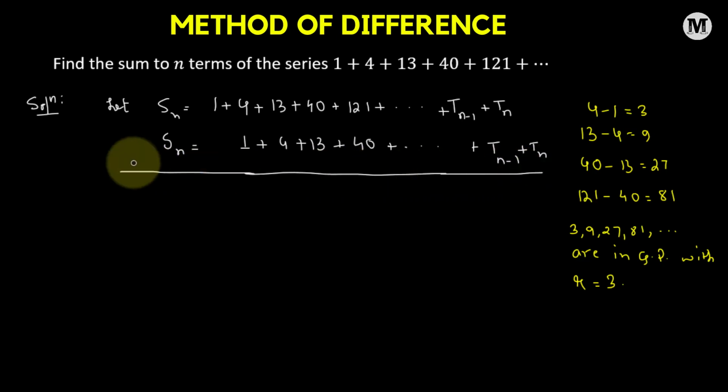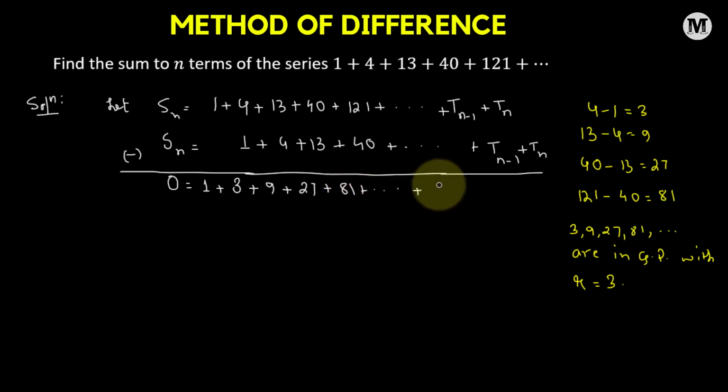Now on the left hand side, we have Sn minus Sn, so that will give us 0. We have the first term that stays as 1. Next, what we have is 4 minus 1, that's going to be 3. Added to 13 minus 4, so that's 9. Added to 40 minus 13, so that's 27. Added to 121 minus 40, so that's 81. This is going to continue, and then we have Tn minus Tn minus 1.